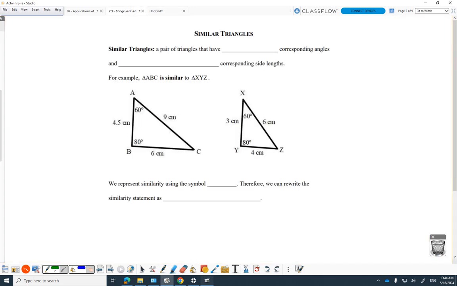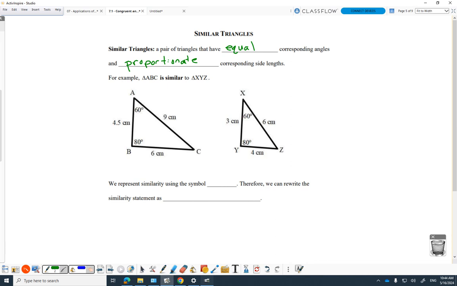We go back. Similar triangles: a pair of triangles that have equal corresponding angles. The angles will still be all the same, but the sides won't be the same, but they will be proportionate. Fancy word. That means what I said. If you're tripling, everybody's tripling. If you're doubling, everybody's doubling.